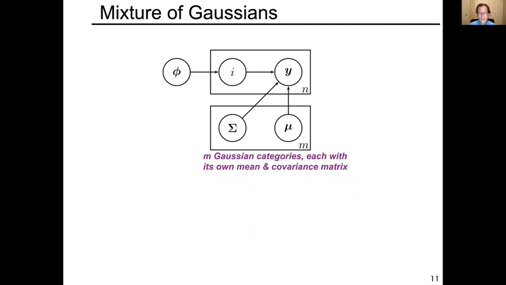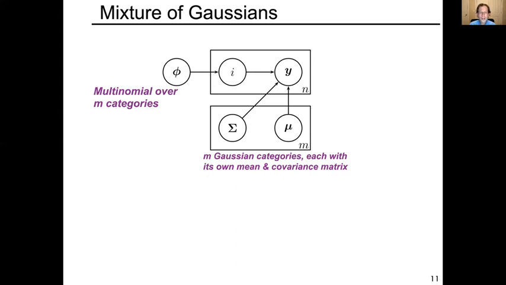And the starting point is that by assumption, there are in the world a set of Gaussian categories. Let's say that number is M. And each category has its own mean and covariance matrix. The mean is mu, the covariance matrix is sigma. And the mean will determine the position of the ellipse. The covariance matrix, sigma, will determine the size and orientation of the ellipse.